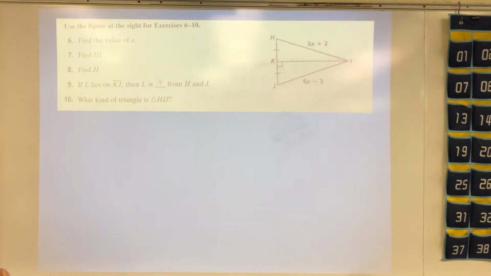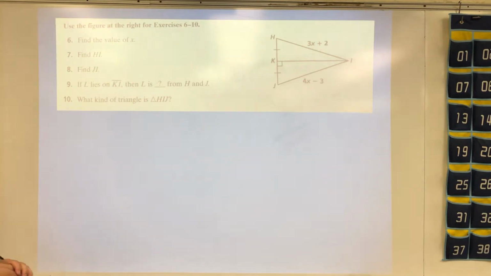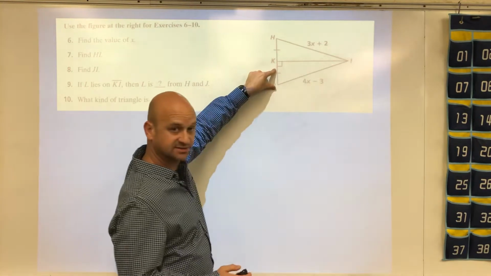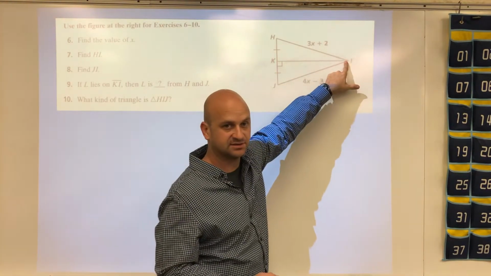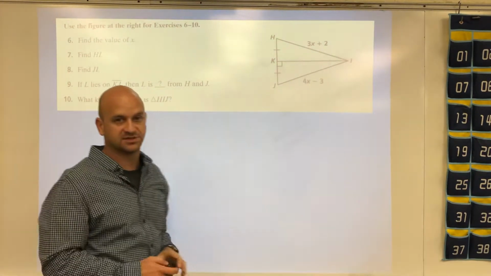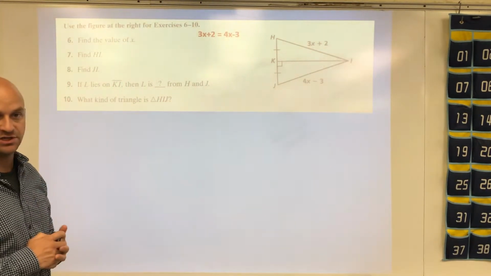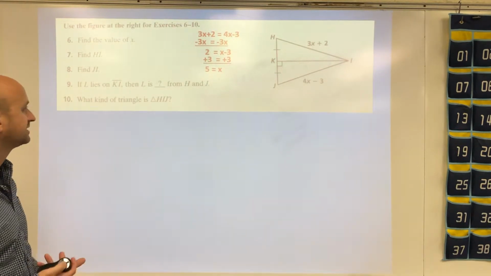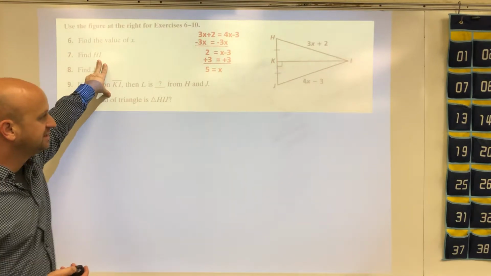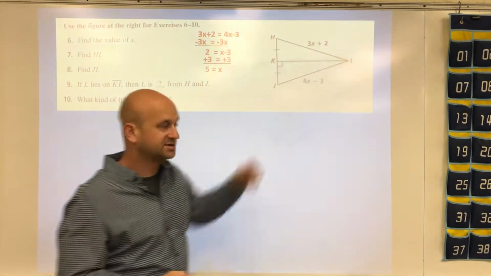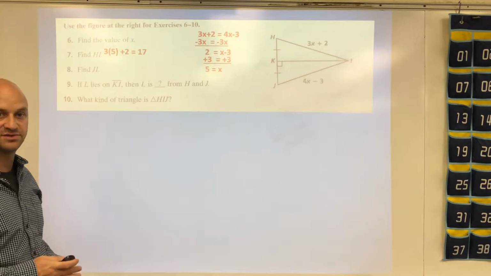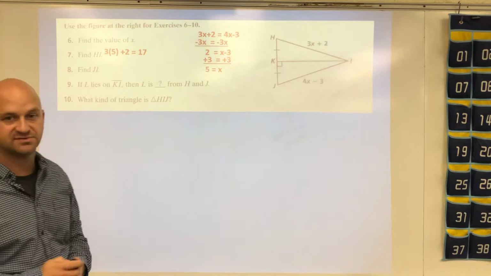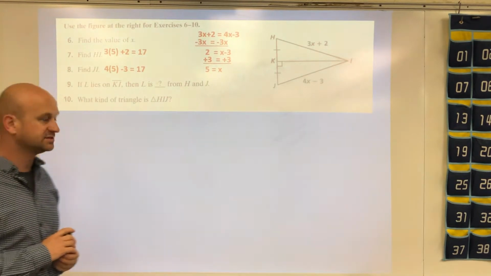Okay, let's look at another example now. All right, find the value of x. So because this is a perpendicular bisector, because these two are the same distance, this is a perpendicular bisector, and that means that this is going to be equal to that. So we set up our congruent equation. We move our smallest variable first, and then we move numbers to the other side, and we get x. Now, to find HI is this. We're going to plug in x. So we do 3 times 5 plus 2, which is 17. Over here is JI. So we do 4 times 5 minus 3, which is also going to be 17.